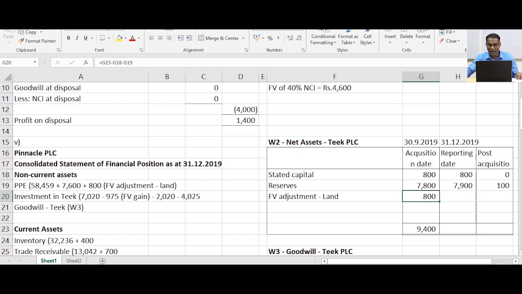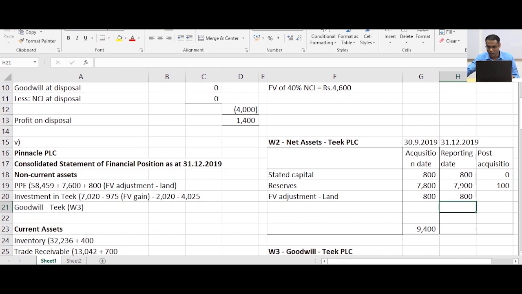Then as per the question, land is not sold up until 31st December 2019. It is still there. That means this fair value adjustment is still there at the reporting date as well, because after the subsidiary was acquired by the parent, subsequently you don't do any fair value adjustments. Okay, so only at the date of acquisition you calculate the fair value of the net assets of the subsidiary. Subsequently, at each reporting date, you don't need to make any fair value adjustments, because this fair value adjustment is done to calculate the goodwill figure correctly. So the goodwill is calculated at the date of acquisition.